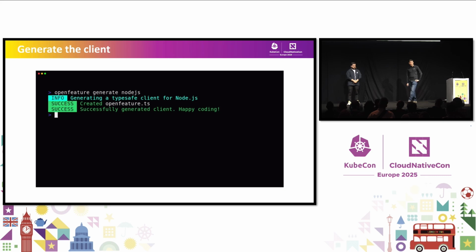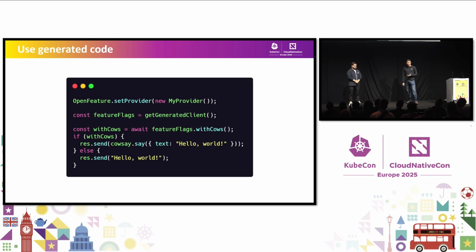Then we can go ahead and generate a client. In this case, we're just running the CLI, we're running the generate Node.js command, and you can see that we use that manifest to spit out, in this case, an OpenFeature TS file. And all that changes with all that work is basically the one line here. So you see it's basically identical, but instead of calling the kind of unfriendly Boolean value and passing a string, we have the with cow method now.